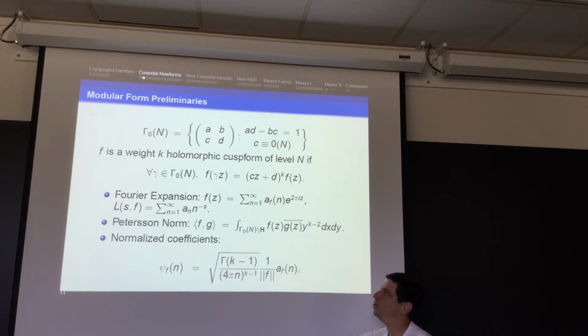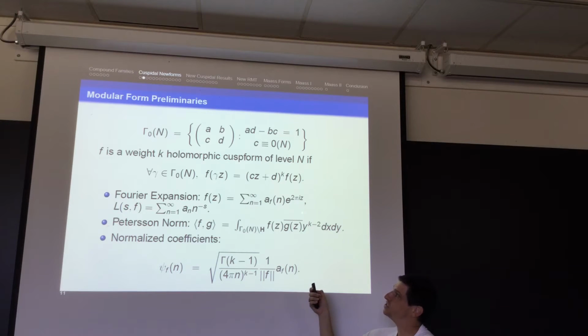And we can look at functions that transform nicely under matrices in this group. So if I take a matrix gamma in this group, I can look at my function f of gamma z, and I want it to equal cz plus d to the kth power times f of z. So think of this as a generalization of periodic functions. For a periodic function, f of x plus 1 is f of x. I'm transforming x by 1. Here now I'm allowing myself to have, it doesn't have to be identically 1, and it can be more than just a translation by 1. There's got to be a very nice factor.